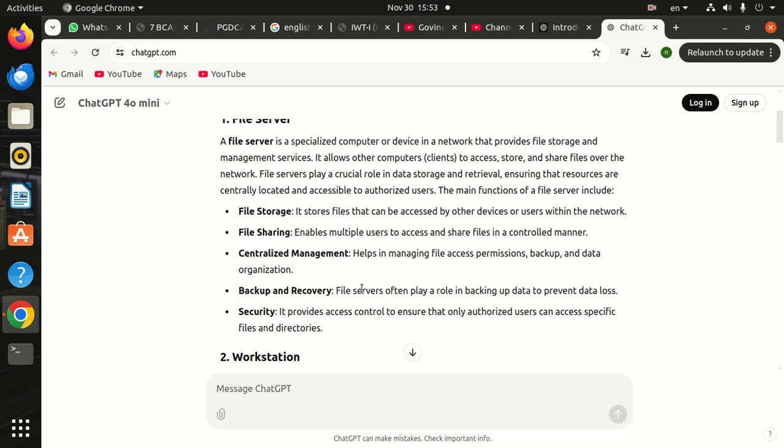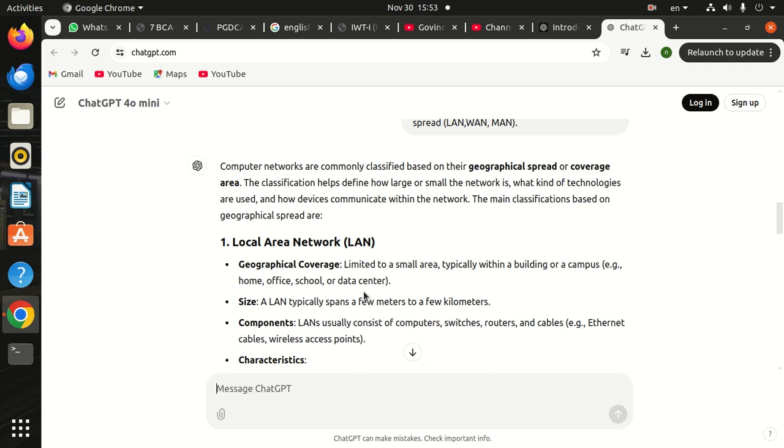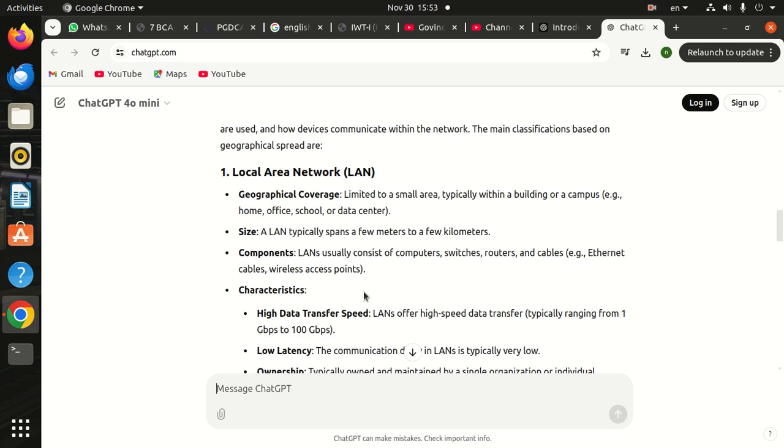So these are all about the components of a computer network, file server, workstations and the remaining parts which can be divided by geographical area, which is LAN, WAN and MAN. So here the first chapter is finished.